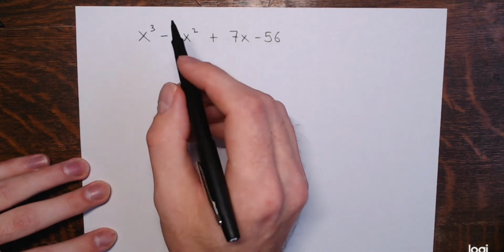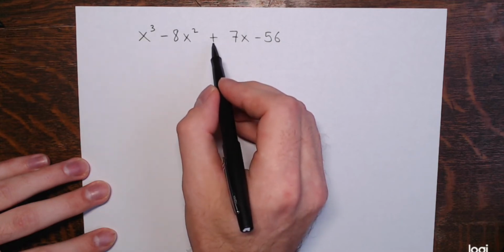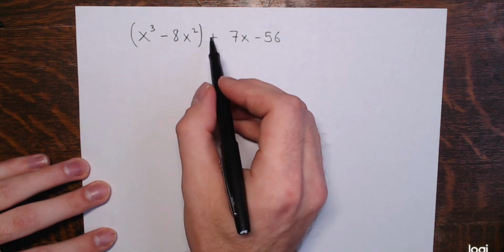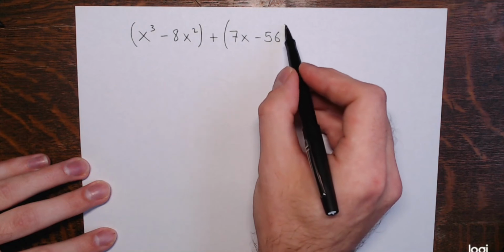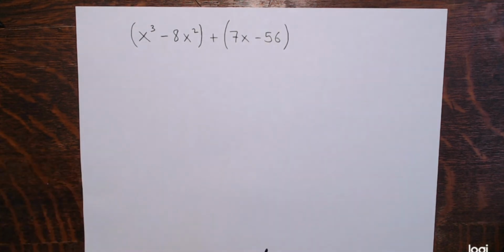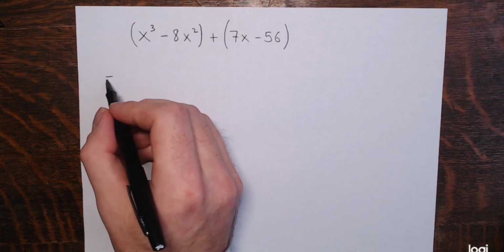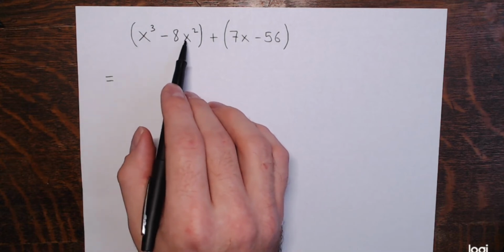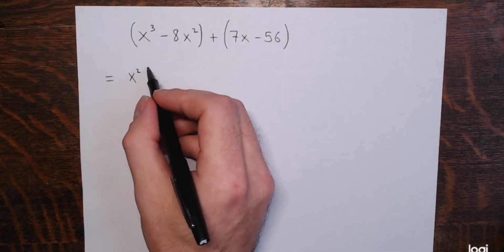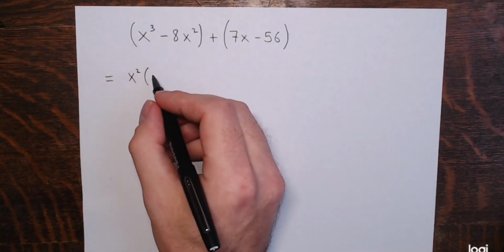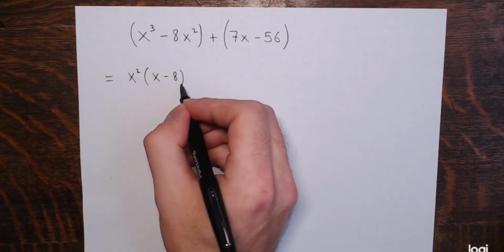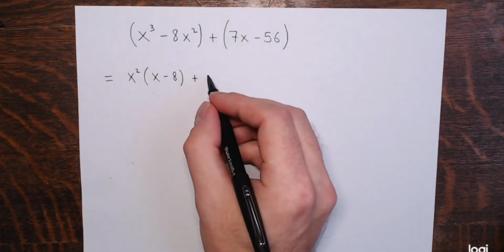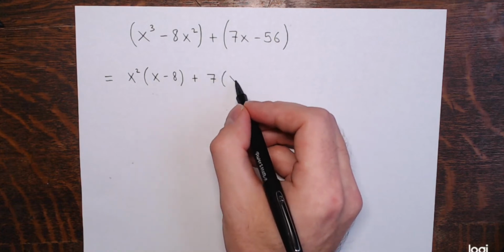Now the grouping part, where I break it in half. There's already a plus sign in the middle, like I like. So the first group has these two terms, x cubed minus 8x squared, plus the next group has the last two terms, 7x minus 56. Then I factor each group. The first group has a common factor of x squared. If I pull out x squared, what's left is x minus 8, plus the second group has a common factor of 7. Pull out 7, and what's left over is x minus 8.